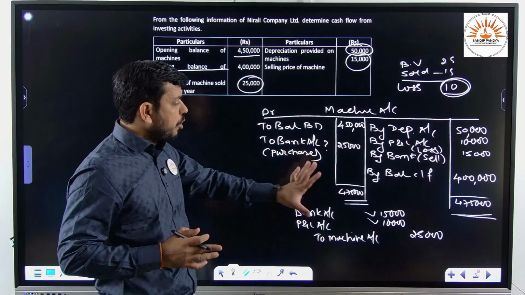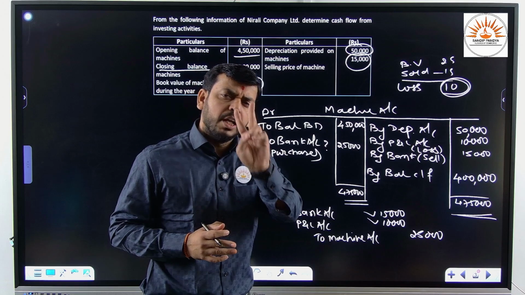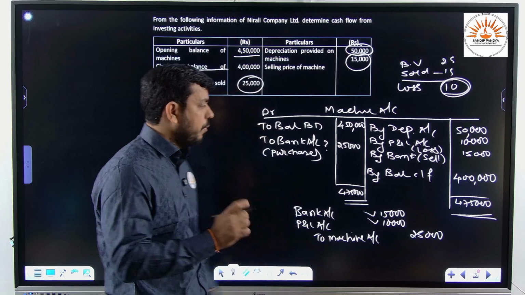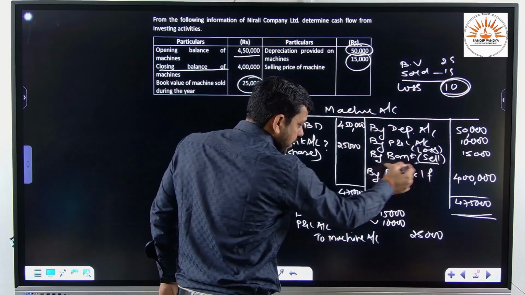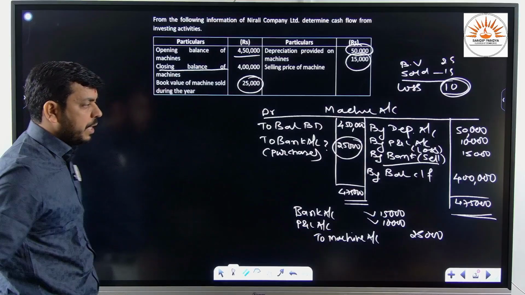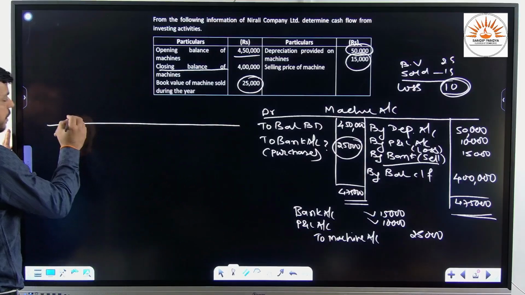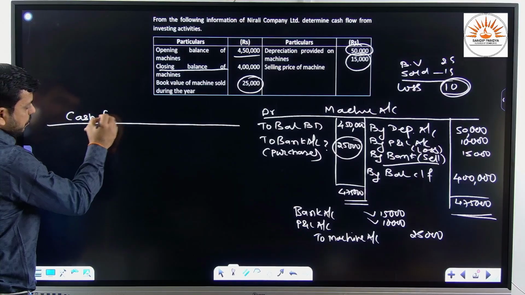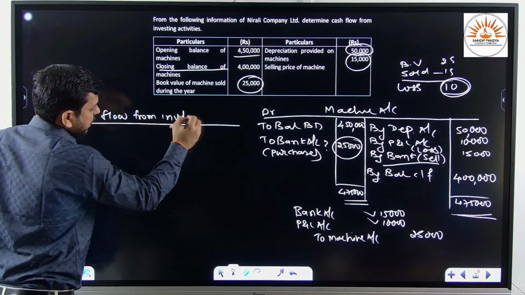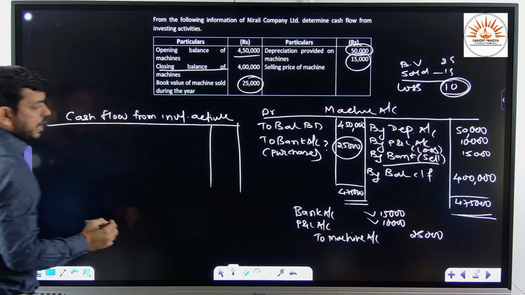See, once you have written the total 6 items in the machine account, just keep your focus on only 2 items if you are solving a question related to investing activity. Number 1, how much cash comes in, and number 2, how much cash goes out. By keeping these 2 things in mind, just prepare a little statement where you should write cash flow from investing activity, where we shall write one by one.